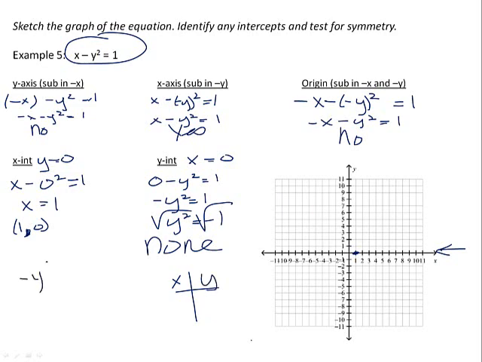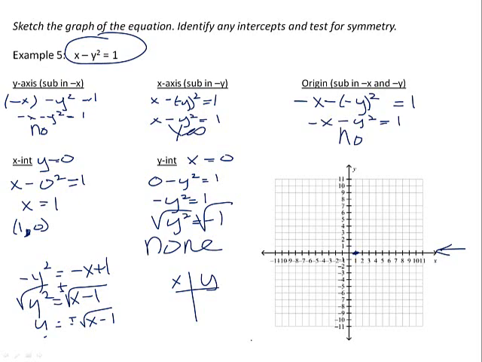So now I want to pick numbers in here. A 0 wouldn't work because I get negative 1. A 1 might work, so 1 minus 1 is 0, which we already knew, right? Okay, a 2 might work. Let's try 2. 2 minus 1 is 1. Square root of 1 is 1.